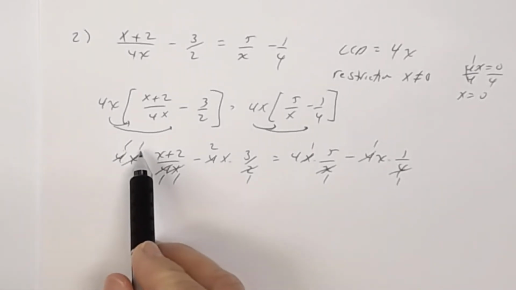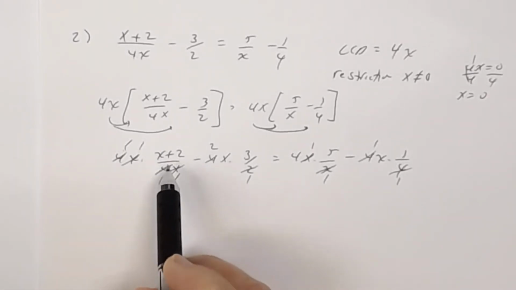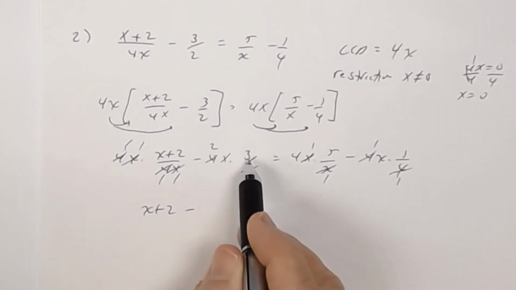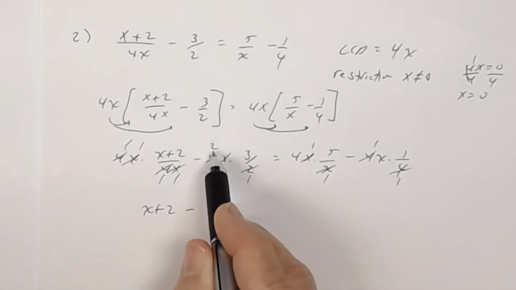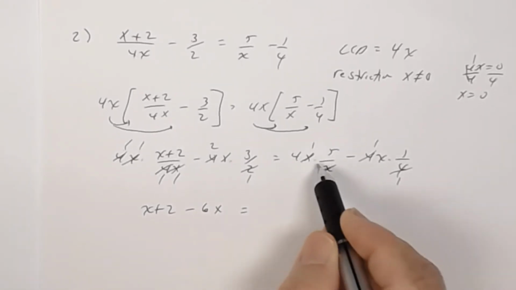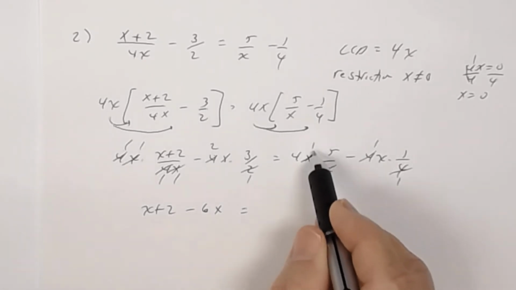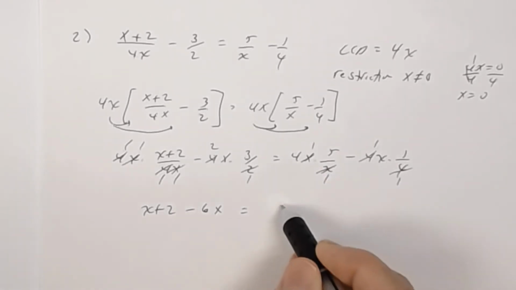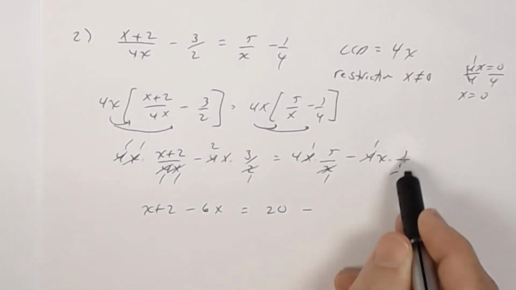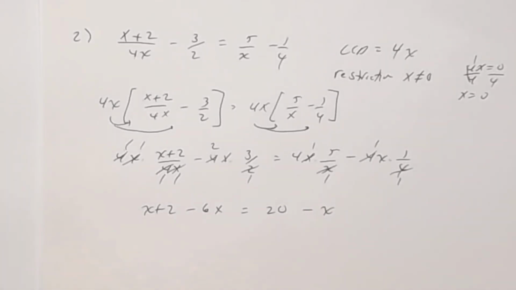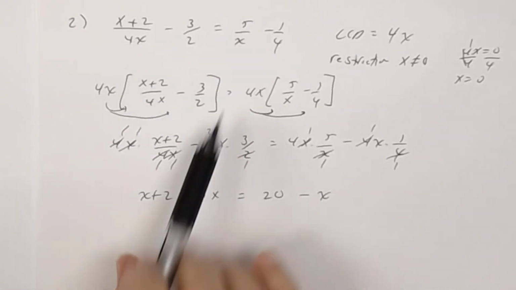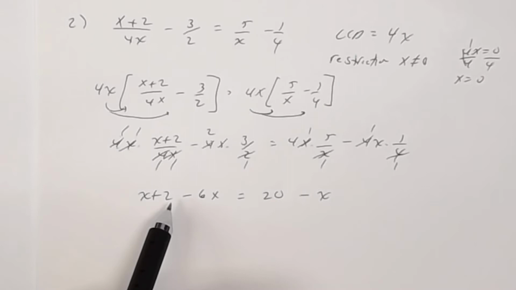You're going to say 1 times x plus 2 is x plus 2. Subtract 2 times x times 3. 2 times x times 3 is 6x. Equal. Over here, you have 4 times 1 times 5 is 20. Minus 1 times x times 1 is x. All right, so notice I have this linear equation. So I went from a rational equation to a linear equation.